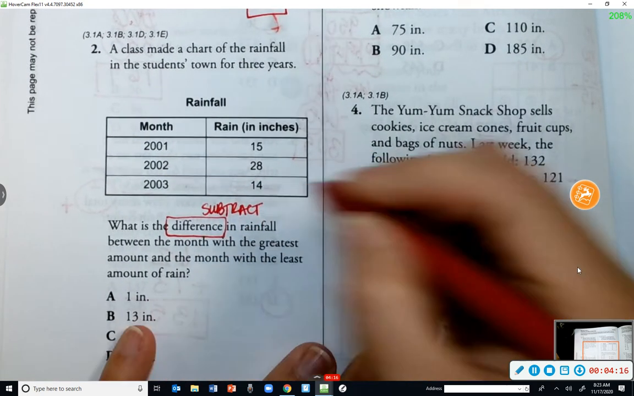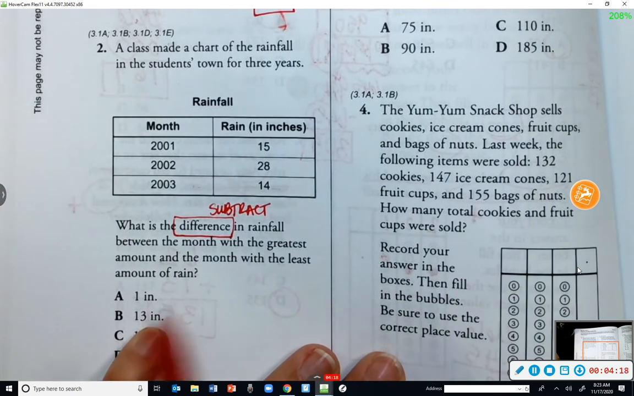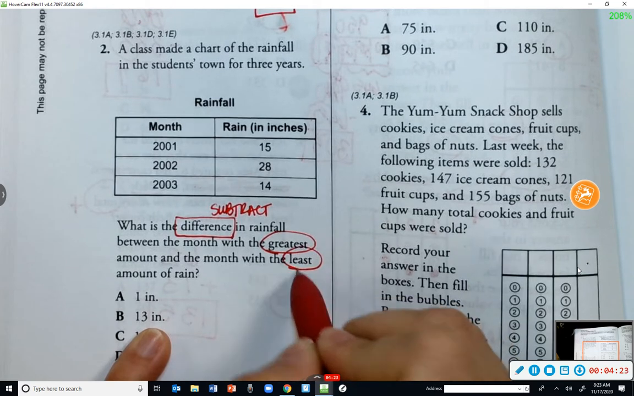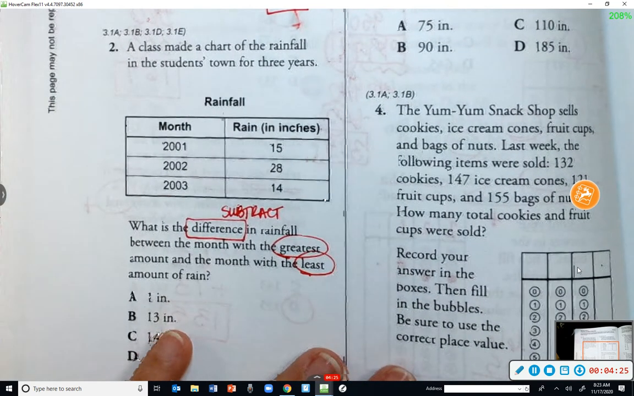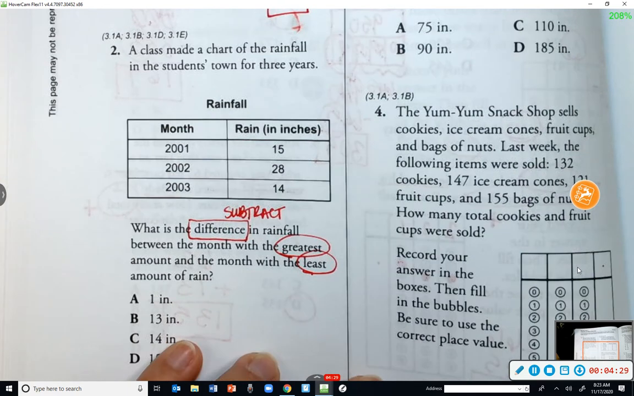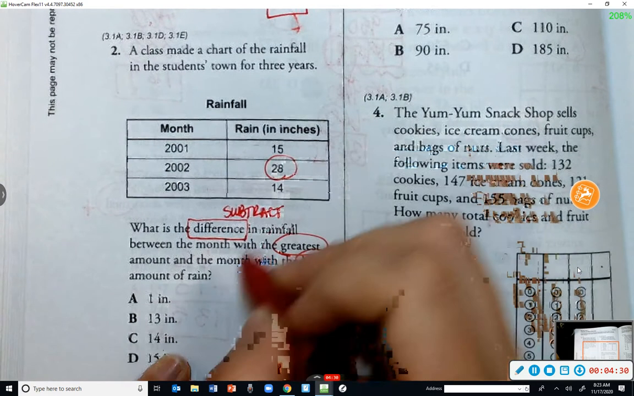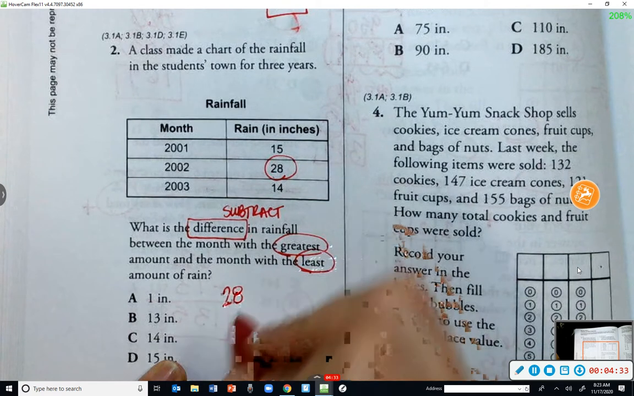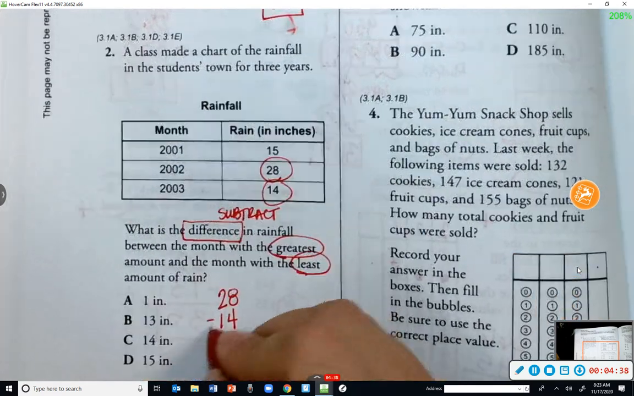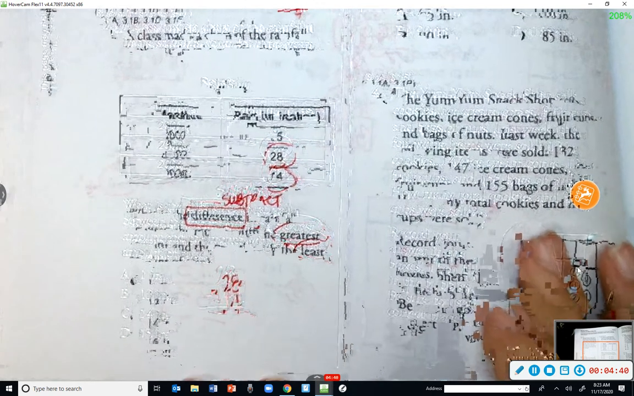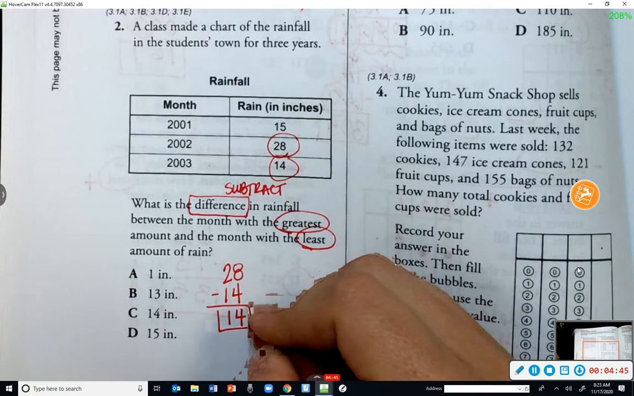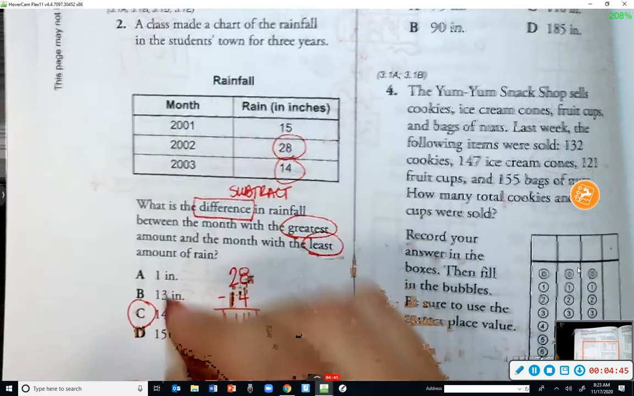And we're looking at the difference between the month with the greatest rainfall and the month with the least. So which one had the greatest? 28. 28 was the greatest. And what was the least? 14. 14. And we subtract. 8 minus 4 is 4. 2 minus 1 is 1. Okay, so C was the correct answer on that one.